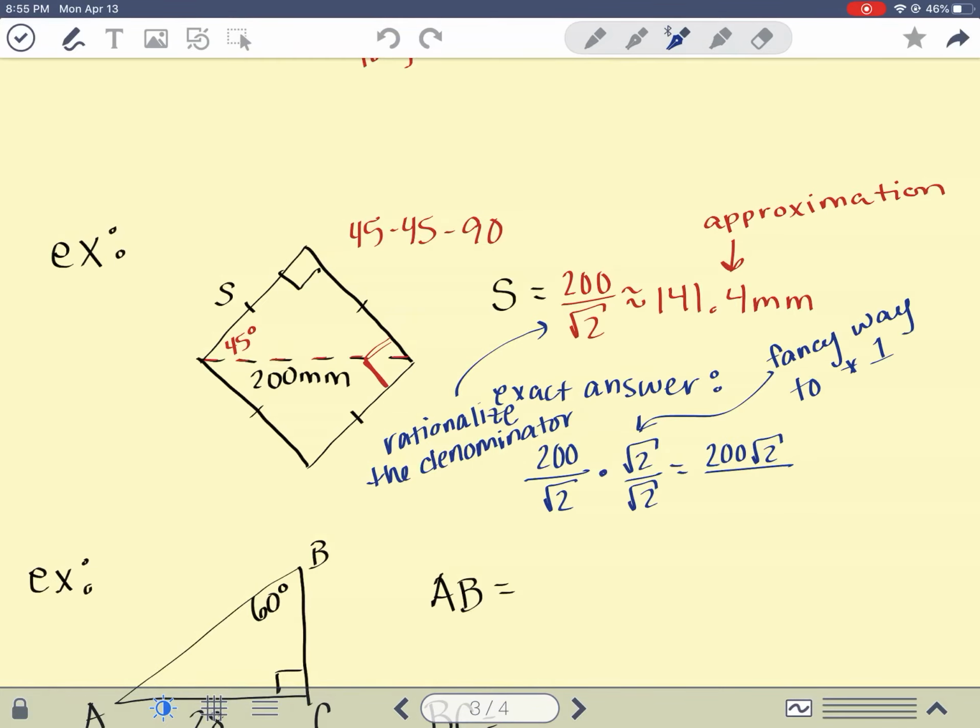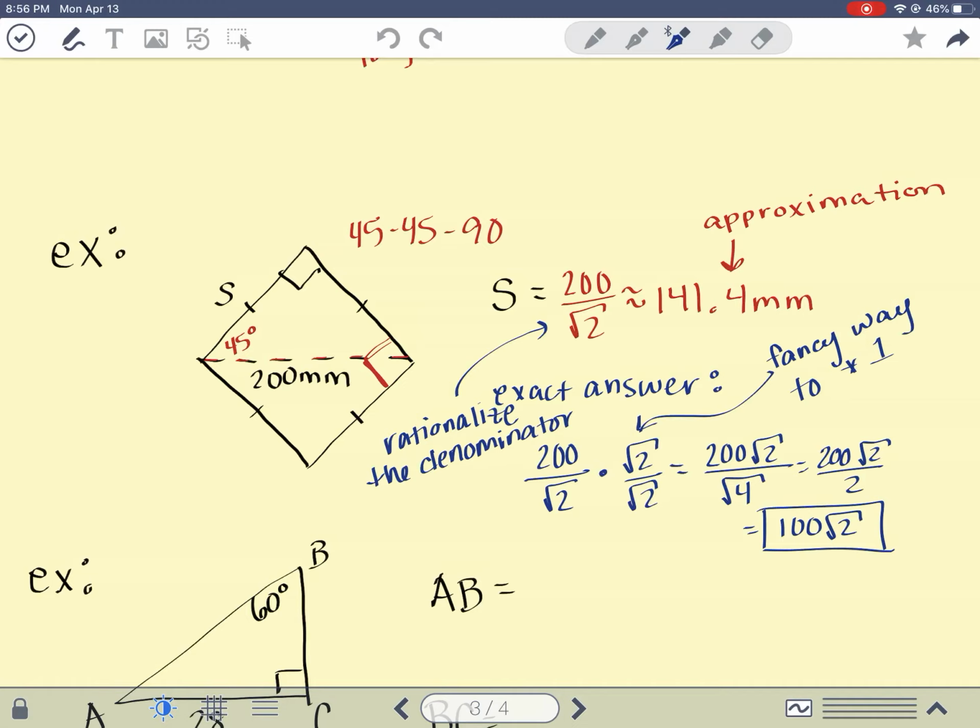All right, so we get 200 square root of 2 on top. And then when we multiply these square roots, 2 times 2 gives us 4. Well, we know the square root of 4 is actually 2. So we get 200 square root of 2 over 2. And hey, we can simplify that. What's 200 divided by 2? 200 divided by 2 gives us 100 times the square root of 2.